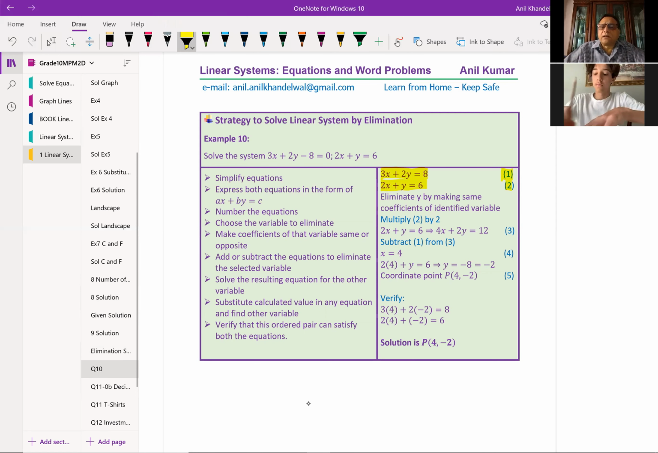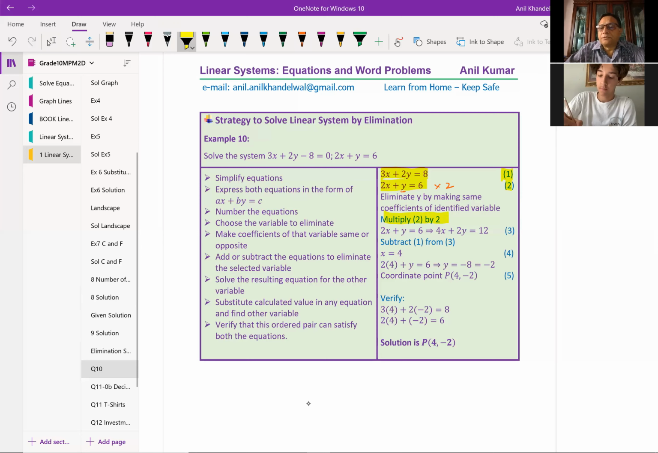Now we have to check which variable can we eliminate easily. Well, y will be easier to eliminate, right? Because if I multiply the second equation by 2, I get 2y, right? So that becomes our strategy. That's our thinking going on. So eliminate y by making the coefficients of the identified variable, which is y, same, right? So we'll want to make this coefficient as 2. That means the second equation should be multiplied by 2, right? So that is the strategy. So multiply the second equation by 2.